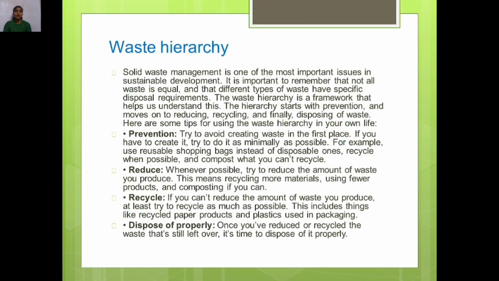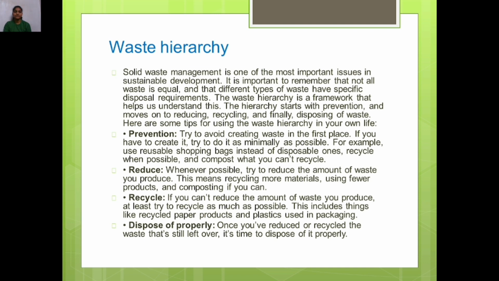Next is waste hierarchy. Solid waste management is one of the most important issues in sustainable development. It is important to remember that not all waste is equal and that different types of waste have specific disposal requirements. The waste hierarchy is a framework that helps us understand this. The hierarchy starts with prevention and moves on to reducing, recycling, and finally disposing of waste.